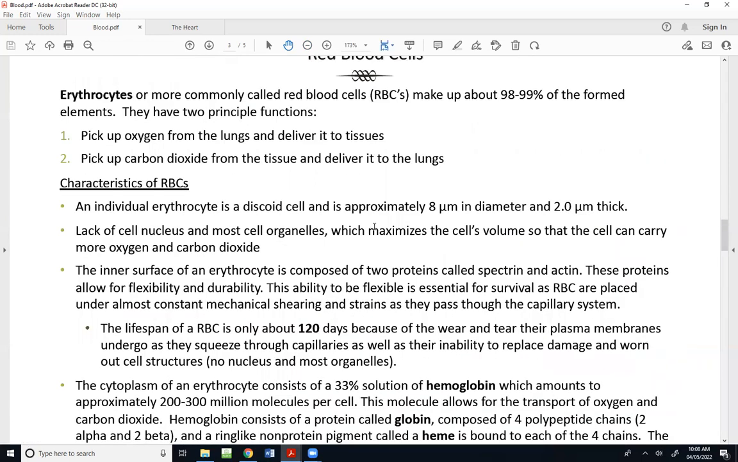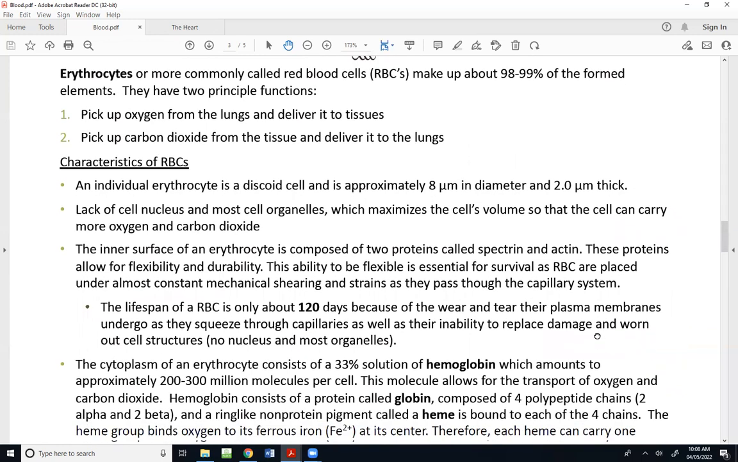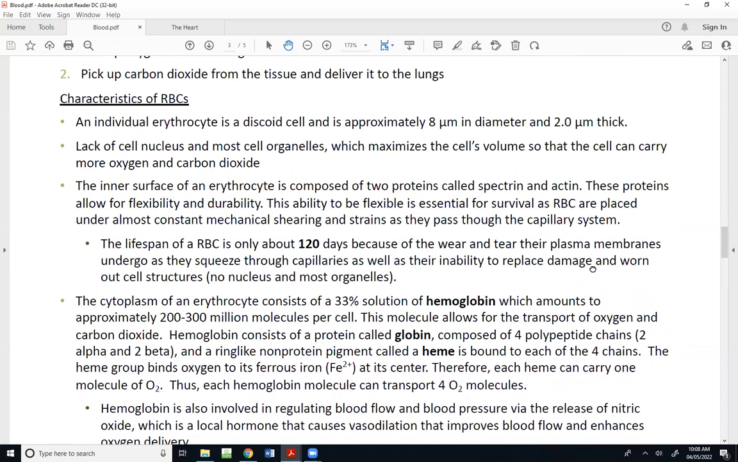All right, red blood cells make up about 98 to 99% of the formed elements. And as we just learned, there's 25 trillion of them. And they have two principal functions. They pick up oxygen from our lungs and deliver that oxygen to the tissues of our body. They also help pick up carbon dioxide from our tissues and deliver it to the lungs to be exhaled out.